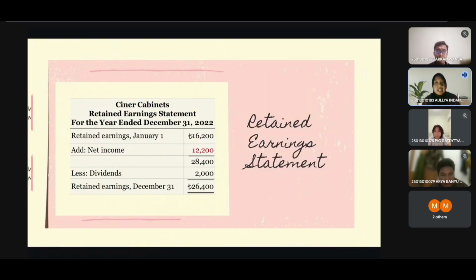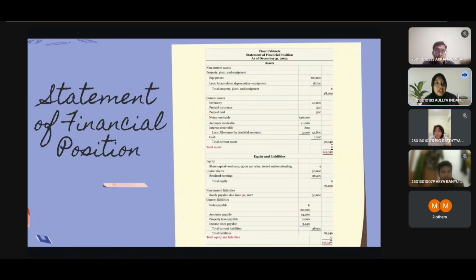Next, we have the retained earnings statement. The retained earnings statement explains the changes in retained earnings during the year. Beginning retained earnings on January 1st were 16,200. Then we add the net income from the financial statements, 12,200. We get 28,400. Then it is subtracted by the dividends of 2,000. So the ending balance we got is 26,400.